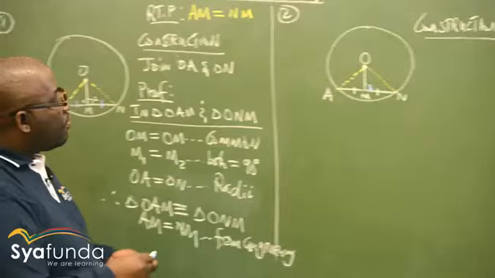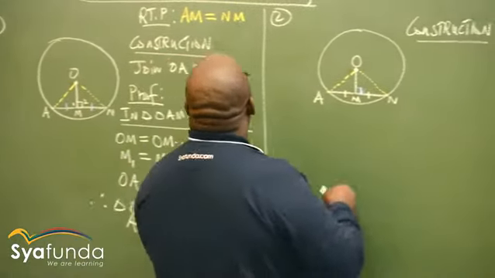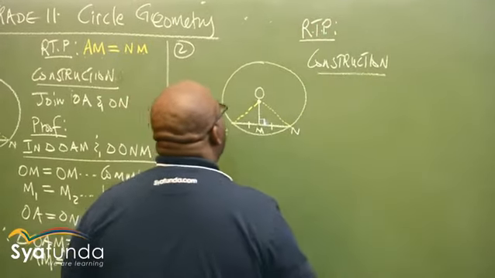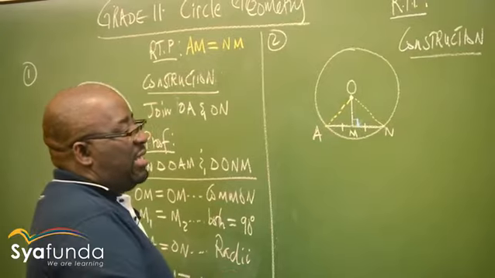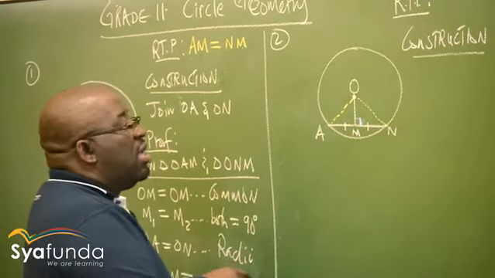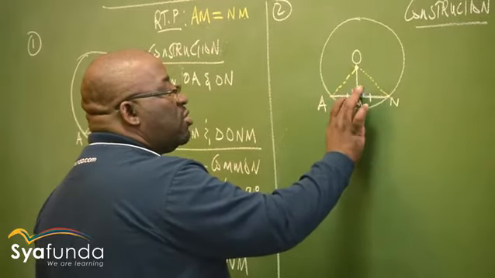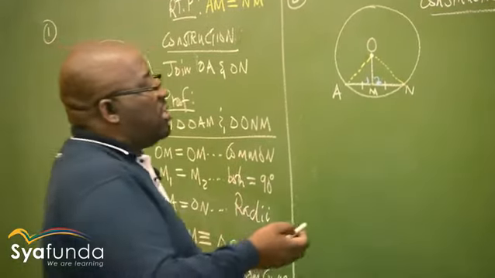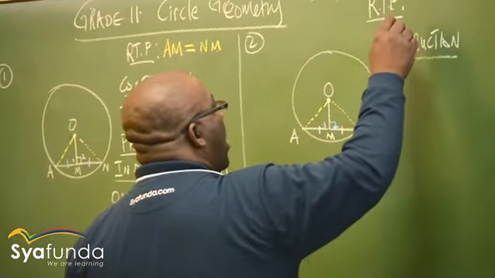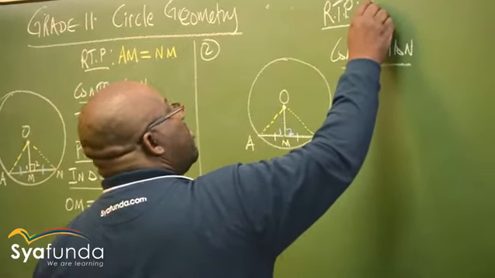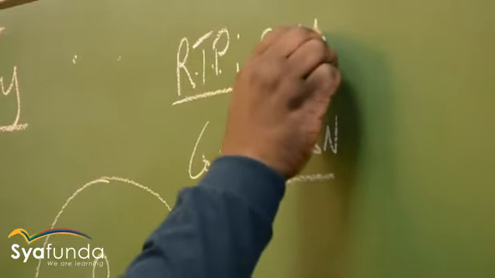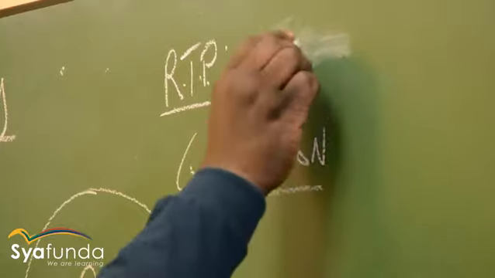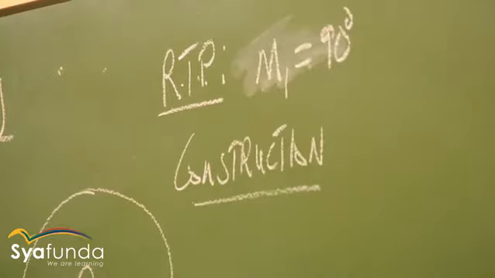Remember, what is it that we are required to prove here? RTP. We want to prove that this angle is 90 degrees, or this angle is 90 degrees, either of the 2. It can be either M1 or M2. We want to prove that M1 or M2 is equal to 90 degrees. So let's just pick one. We want to prove that angle OMA, let's call it M1 to make life easier for us, is equal to 90 degrees. That is what we want to prove.